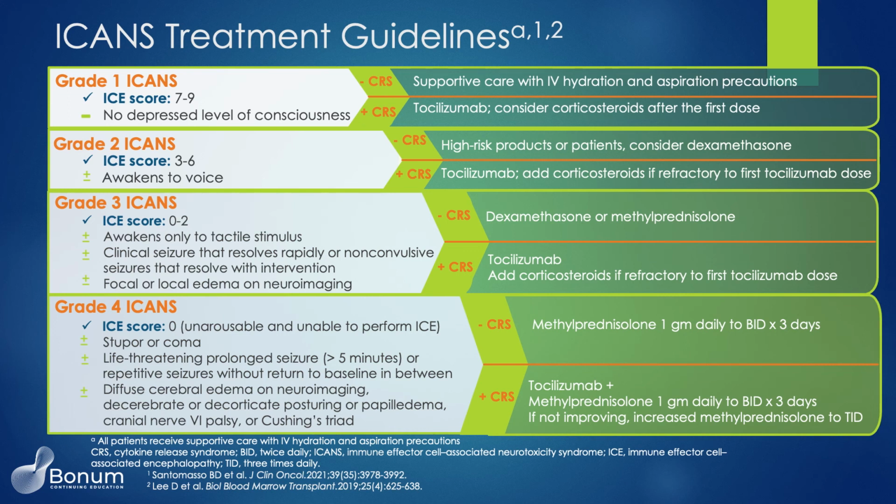Again, as the score goes on, ICE score 3 to 6 automatically gets you a grade 2 ICANS. Again, those patients are a little bit less arousable, but they do awaken to voice. Again, you can consider dexamethasone, then going on down. Grade 3 ICANS, those patients really have a lower score, definitely need dexamethasone or methylprednisolone. And then grade 4 ICANS, those patients may be in a stupor or coma, have a life-threatening seizure. Those patients definitely should get methylprednisolone high dose. And then you can consider increasing that if necessary.